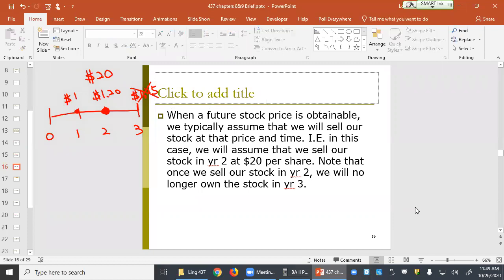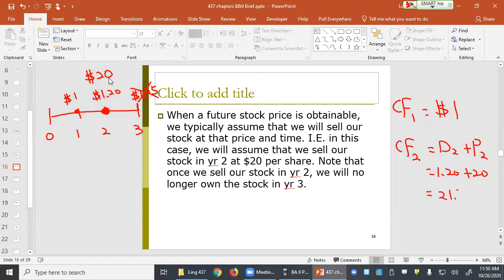So that means to solve for P0 in this particular case, you only have cash flows 1 and 2 that are relevant. Based on the timeline, your cash flow 1 is going to be that $1. Your last relevant cash flow is cash flow 2, and the last cash flow always has 2 components. It will include the dividend paid in that period plus the stock price that you cash out at. So cash flow 2 will include your D2 plus P2. Your D2 is $1.20, while P2 is $20, so your cash flow 2 together should be equal to $21.20.